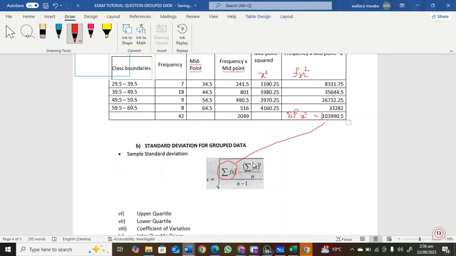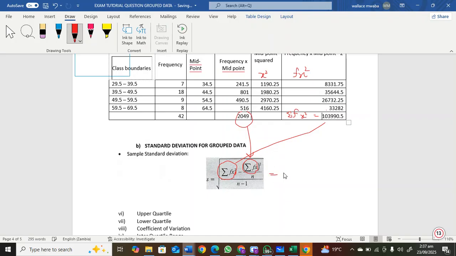Then here, sigma f of x, this is our value here, this 2049. We need to square it. Then n is the total frequency. The formula inside the root is the variance. Then the standard deviation is just the square root of the variance. The standard deviation gives us the overall spread of the data from the mean.